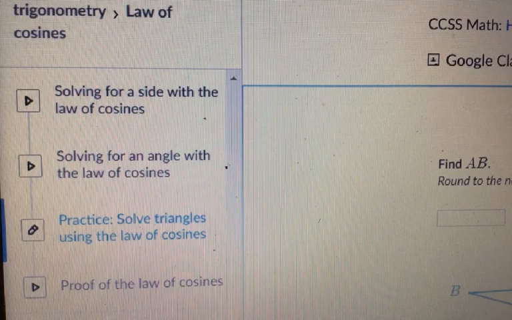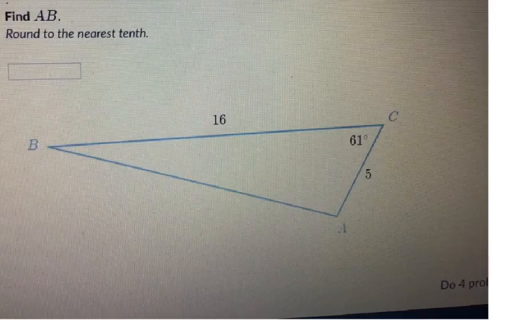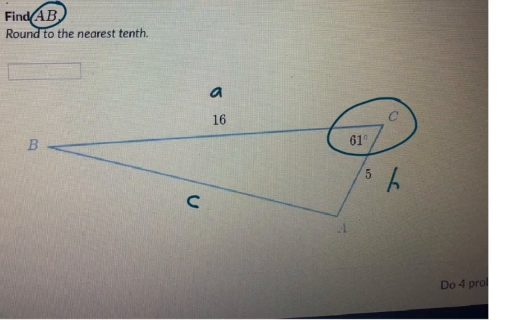So as you can see, I'm going to click right here in blue, the law of cosines, practice. Here's our first problem. They're asking me to find AB. I'm going to call that little c, since it's opposite of big C there, angle C. I'm going to call 16 my A, 5 my B. Now, what you have to remember, guys, just like with Pythagorean theorem, it doesn't matter which you call A or B. The C must be opposite of the angle.